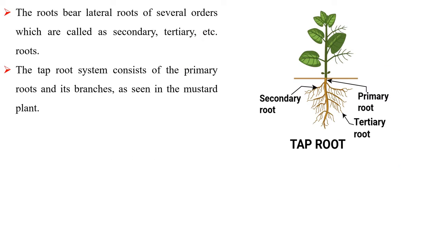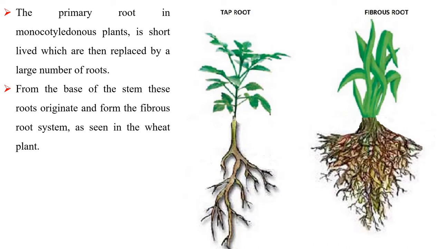The roots bear lateral roots of several orders, which are called secondary, tertiary, etc. roots. The taproot system consists of the primary root and its branches, as seen in the mustard plant. The primary root in monocotyledonous plants is short-lived and is then replaced by a large number of roots. From the base of the stem, these roots originate and form the fibrous root system, as seen in the wheat plant.